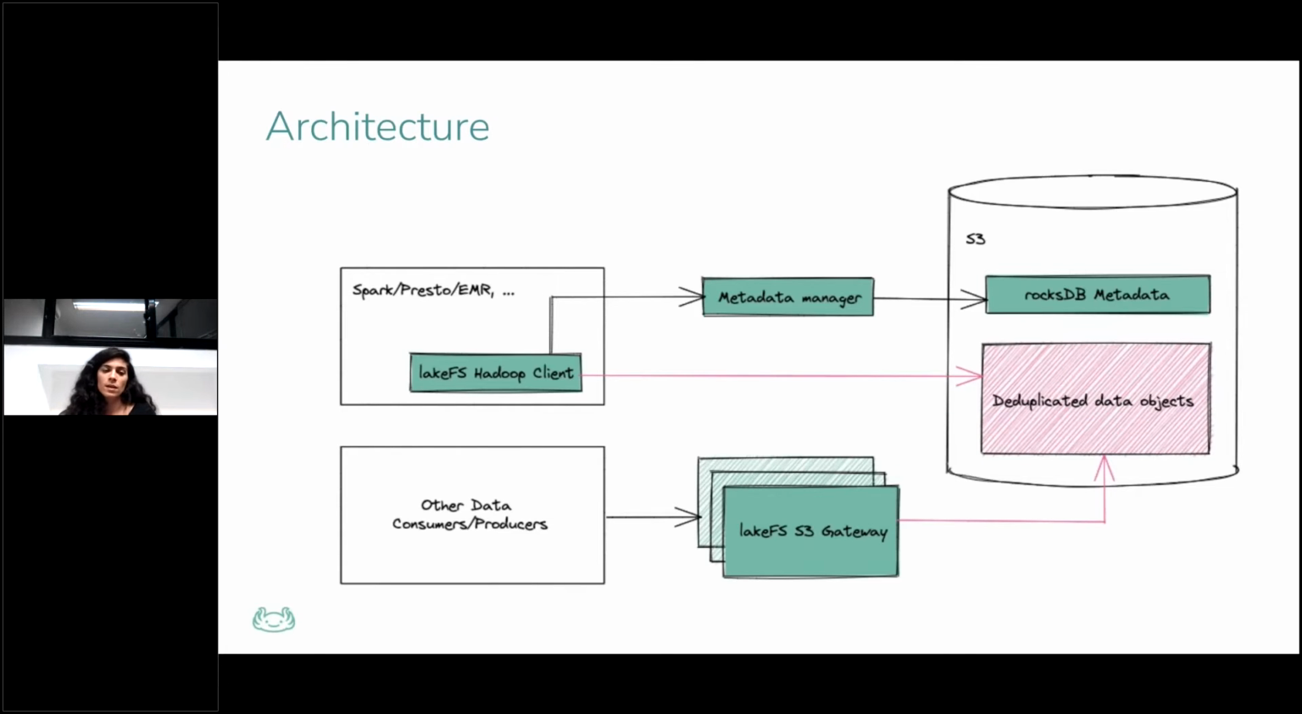And what LakeFS does is we expose what we call the LakeFS S3 Gateway. This is the component that lets your applications that previously communicated with S3 communicate with LakeFS, and this is what makes it transparent to your application. And the LakeFS S3 Gateway in turn talks with the metadata manager that is responsible for all the Git-like aspects that our system provides.